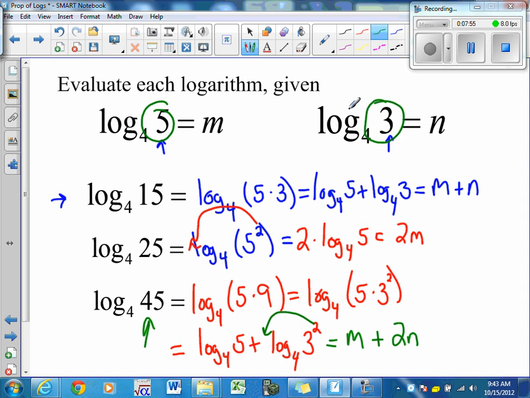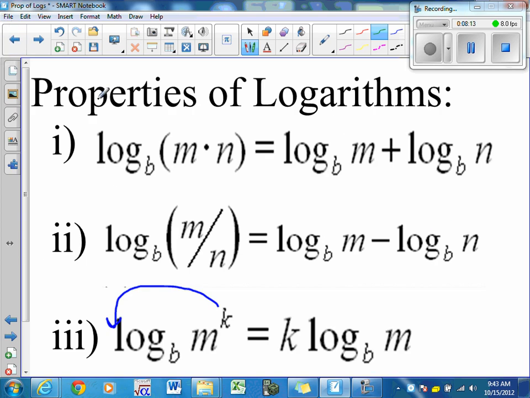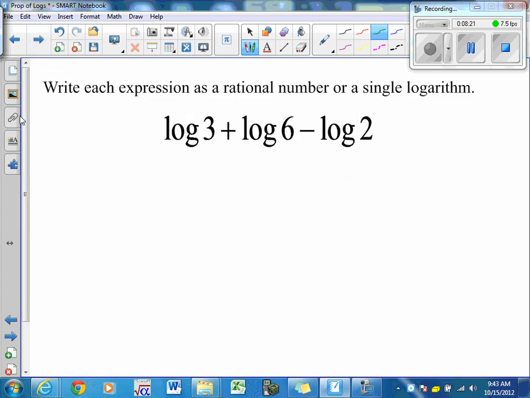Now I should mention here, and I don't think I've mentioned it yet, in all of these properties, our bases always have to be the same. If we go back to the properties of logarithms here, you'll notice all the bases are the same. If you have two logs of different bases, these properties don't necessarily hold up.